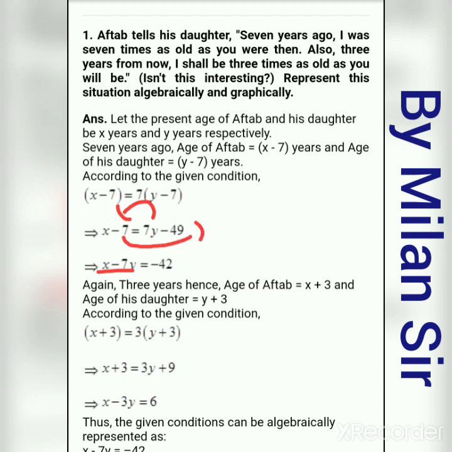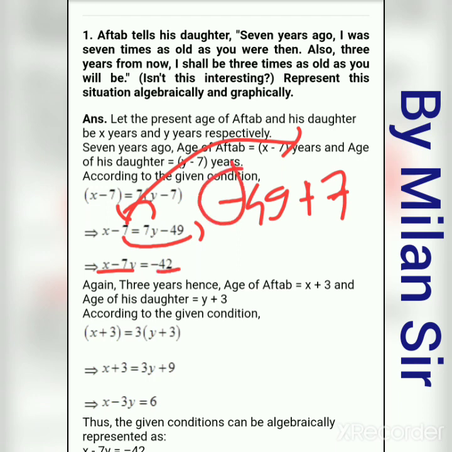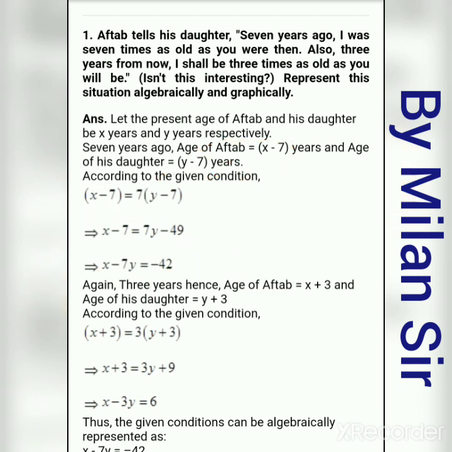And transfer this minus 7 to the right hand side. Initially the right hand side has minus 49. Now this minus 7 comes to the right hand side and becomes plus 7. So minus 49 plus 7 is minus 42. Here minus 42. Now this is our first equation. On one side we have variables and on the other side we have a constant number.